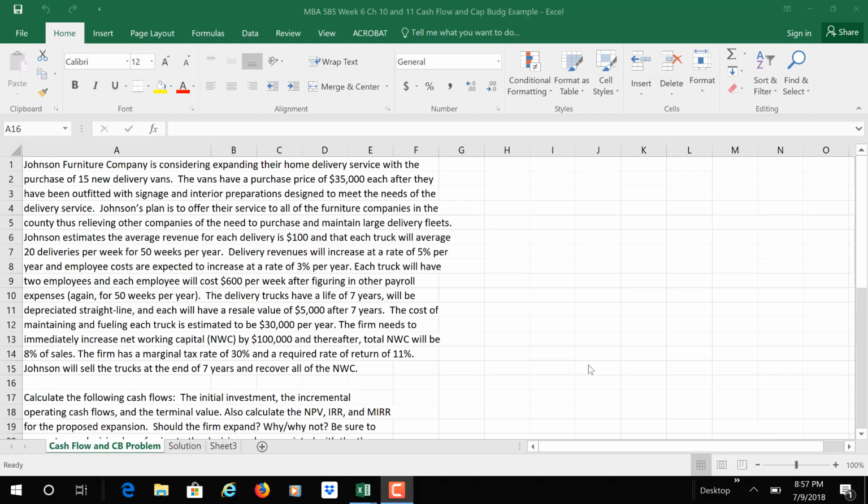For instance, it asks you to calculate cash flows, looking at the initial investment, the incremental operating cash flows, and then the terminal value. After you've calculated those cash flows, you will then need to calculate the net present value, NPV, the internal rate of return, and the modified internal rate of return for the proposed expansion project that Johnson is considering.